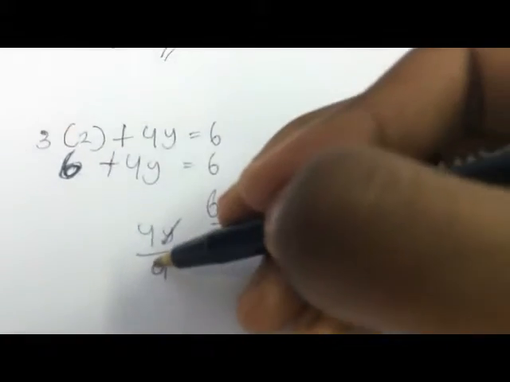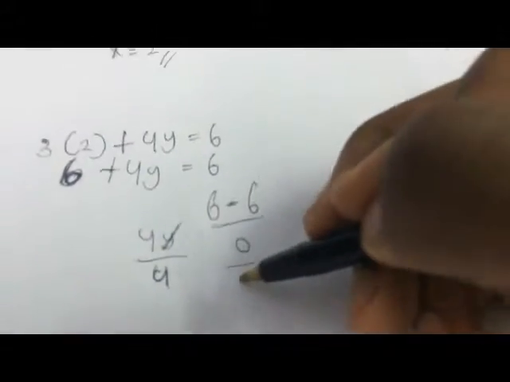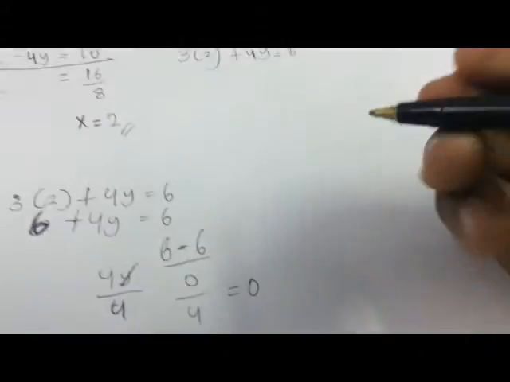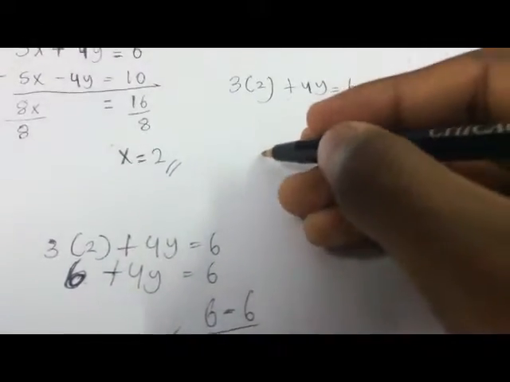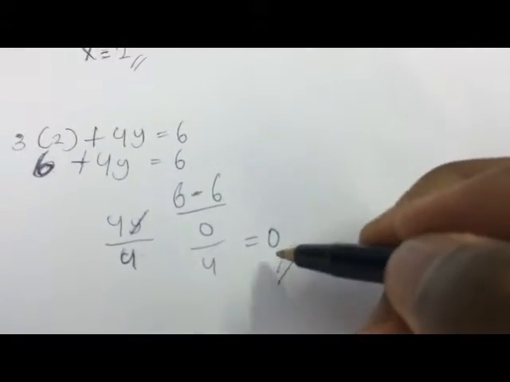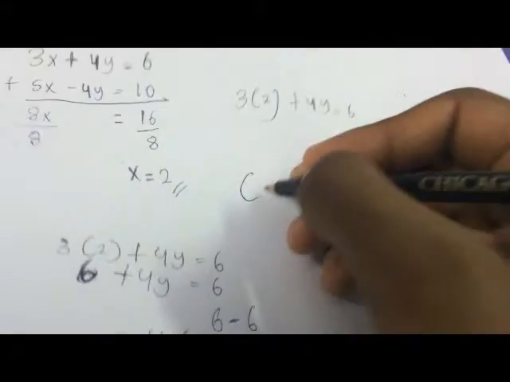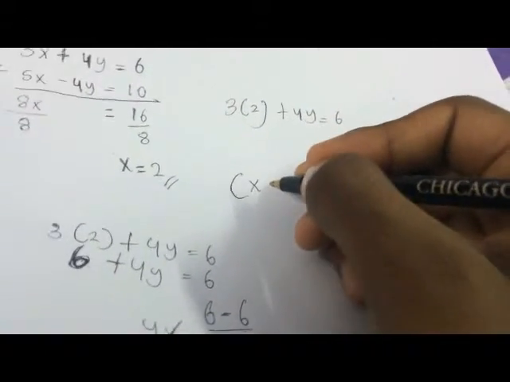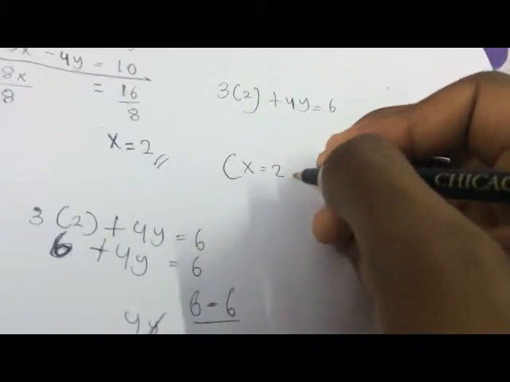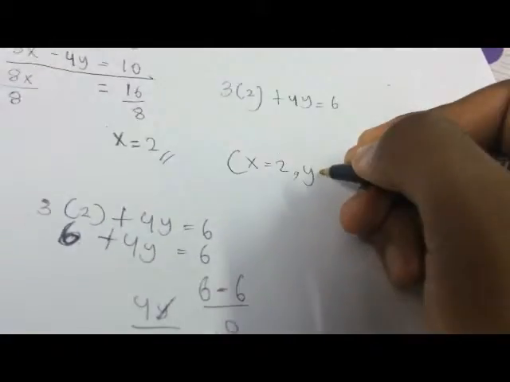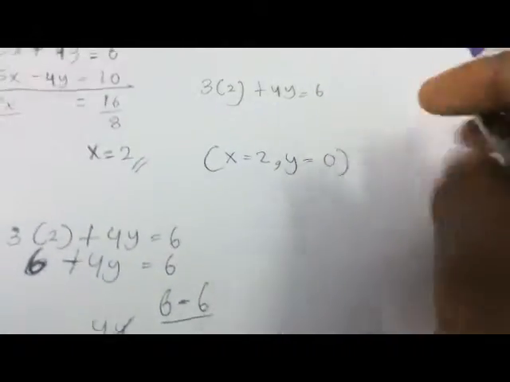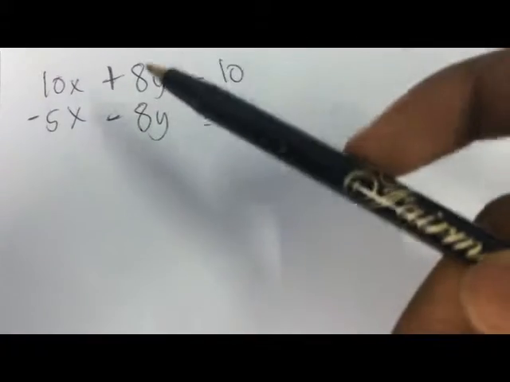So 4y divided by 4. We have to eliminate the y here. So 0 divided by 4 equals 0. So the answer would be, so the y is 0. So the answer is x equals 2 and y equals 0. So now let's do the next question.